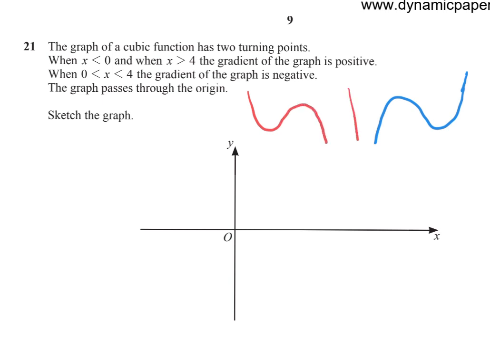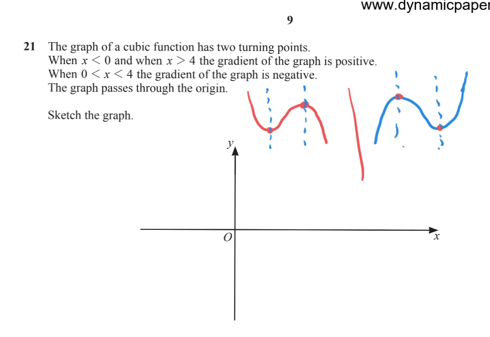Okay. So which one of them satisfies the condition here? This one or that one? He told you that when x less than 0 and x more than 4, we have two turning points at 0 and 4. So this turning point means maximum or minimum. So we have two turning points at 0 and 4. One of them maximum and one of them minimum.